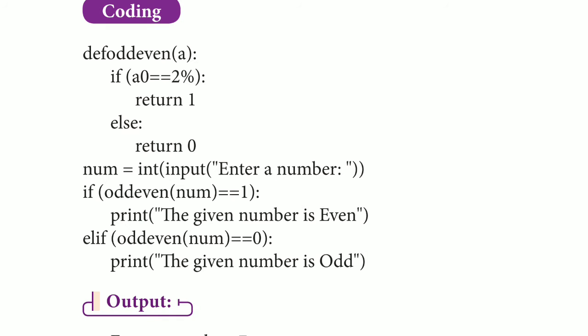So the meaning of that expression a % 2 == 0 is that the variable a will be divided by 2 and if the remainder is equal to 0, then it's an even number. If it is not equal to 0, then it's an odd number. So this would return 1 if even number, 0 if odd number.